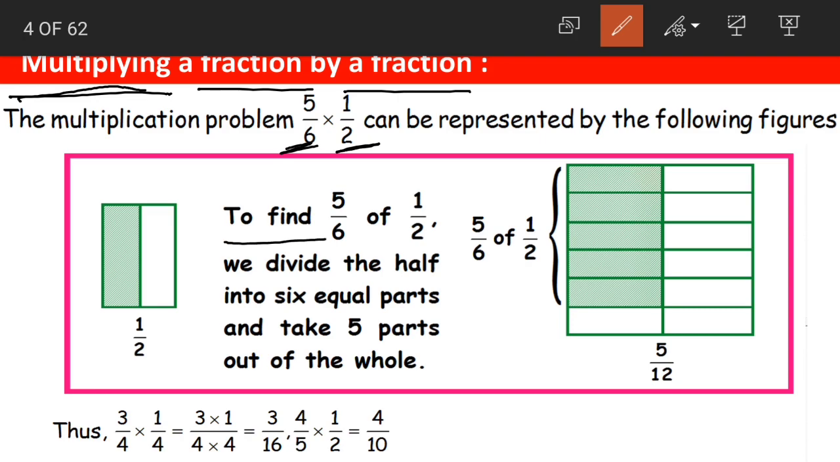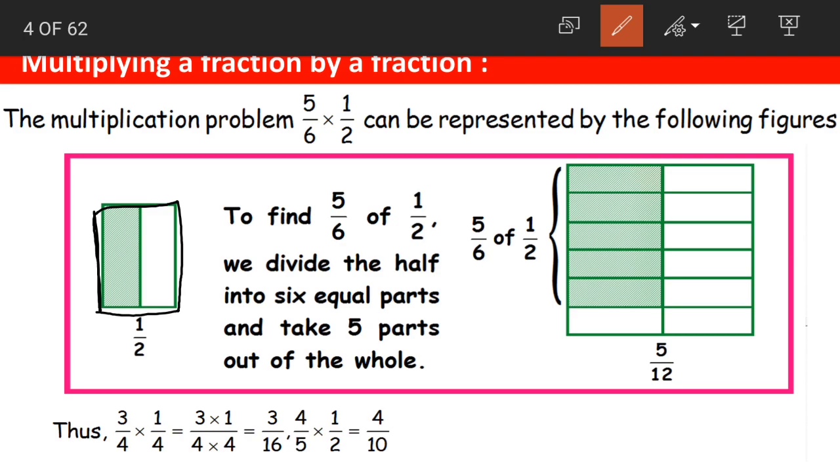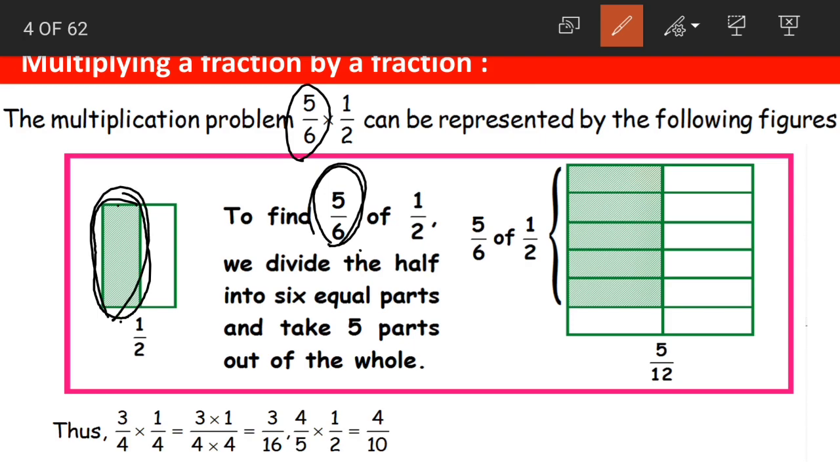Now to find 5 by 6 of 1 by 2, we divide the half into 6 equal parts and take 5 parts out of the whole. See, this is 1 by 2, right? We are dividing this box into 2 parts wherein 1 is shaded. So it becomes 1 by 2. Now what should we do? We should find out 5 by 6 of 1 by 2. Of this half part, we need to find out 5 by 6.